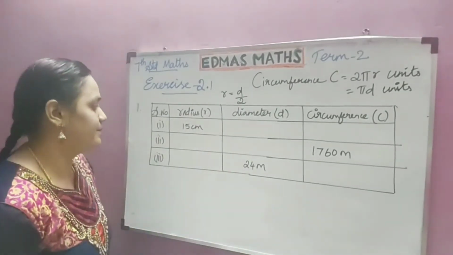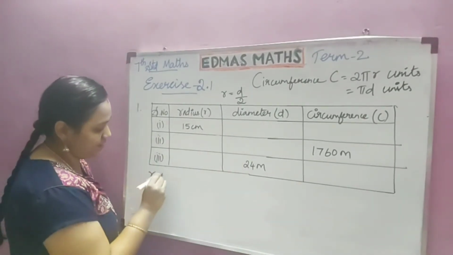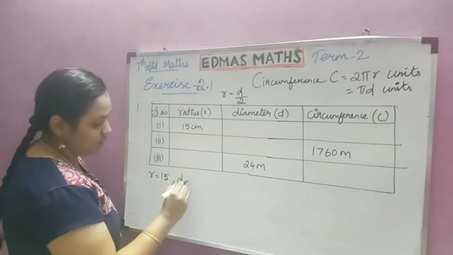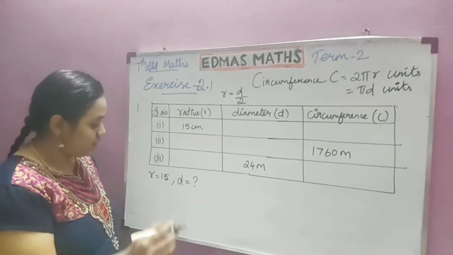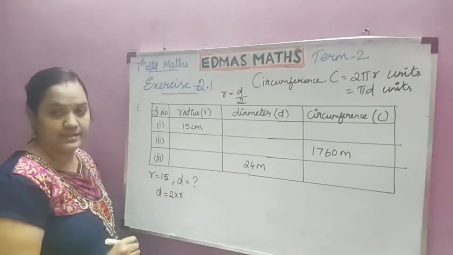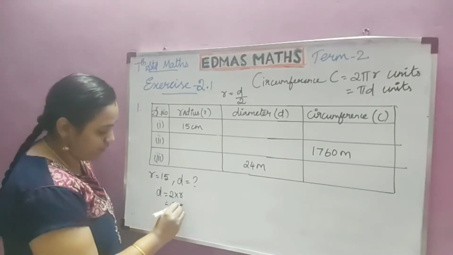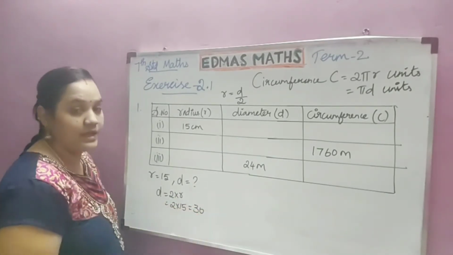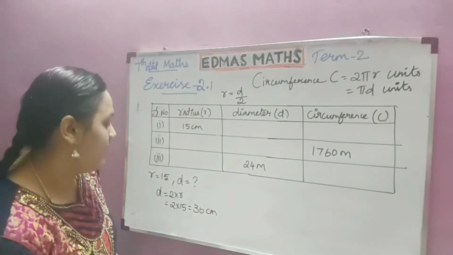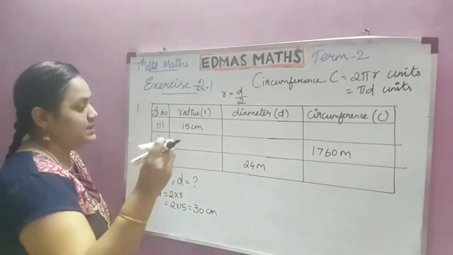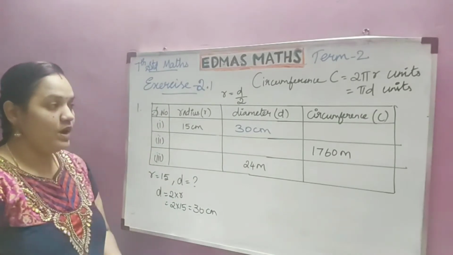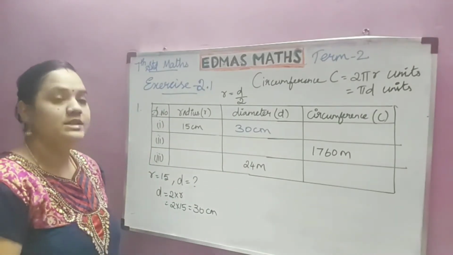Now we are going to find the diameter for the first problem. In this first option, the radius is given as 15. So what is the diameter? We have to find it. Diameter equals 2 into radius, so 2 into 15. Our diameter is 30. Here the unit is centimeter, so we can write the diameter as 30 centimeter.